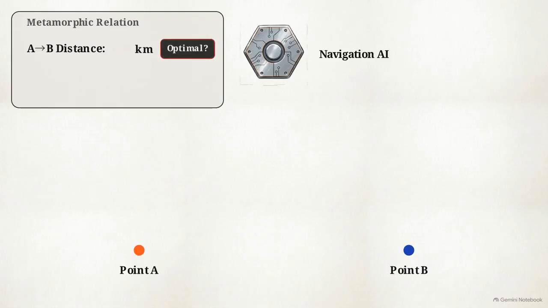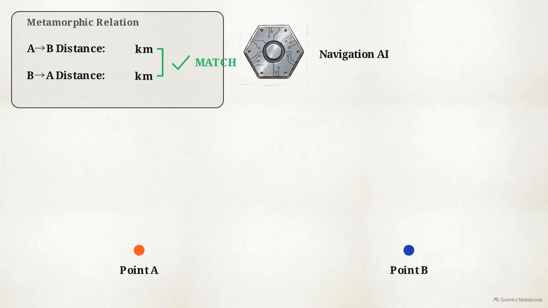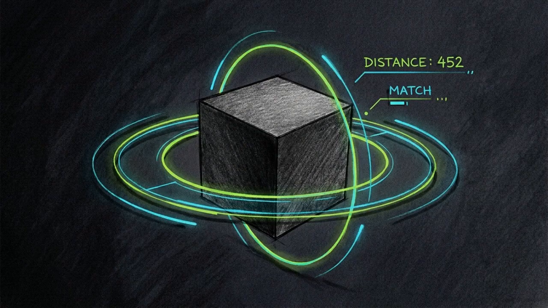In a complex navigation algorithm, we might not know the perfect route from point A to B, but metamorphic testing dictates whatever route the AI calculates, running the reverse from B to A must yield the identical distance value. By combining adaptive random testing with metamorphic relationships, engineers can validate the integrity of black box AI systems, even when the exact answers remain hidden.